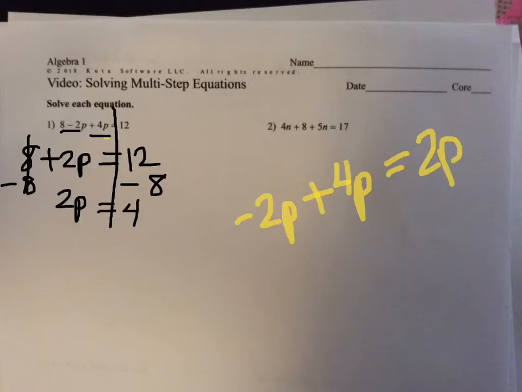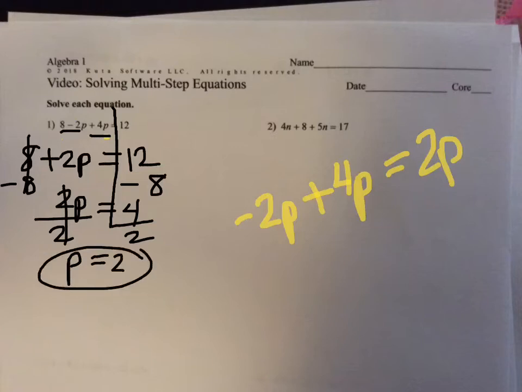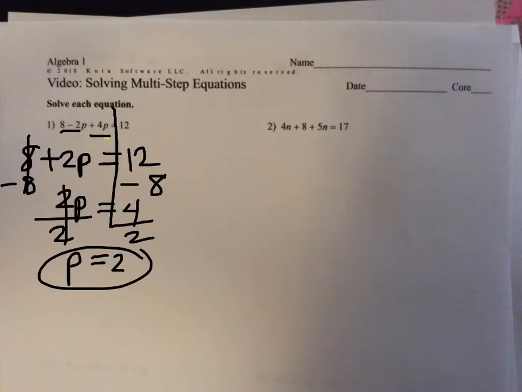Now I have this 2p. Number 4 on my flowchart says to undo the multiplication or division. 2p is 2 times p, so I'm going to divide by 2 on both sides to get rid of that 2. I get p equals 4 divided by 2, which is 2, and that's my final answer. So first I combined my like terms, then I used my inverse operations to solve for p. This is a pretty simple problem.